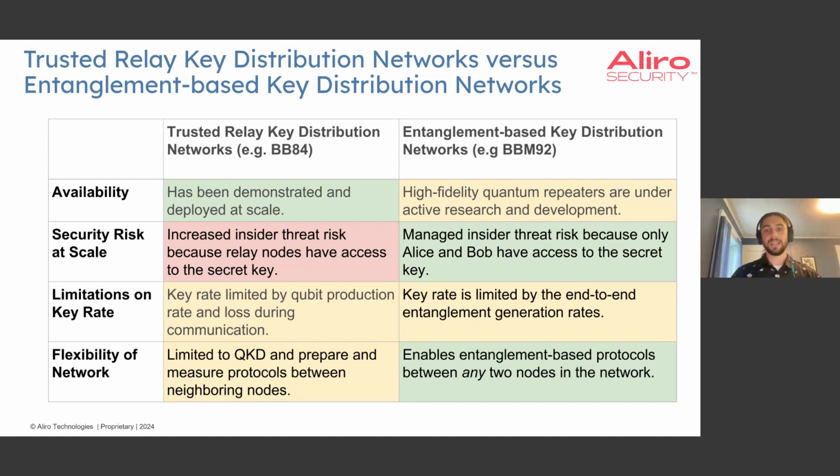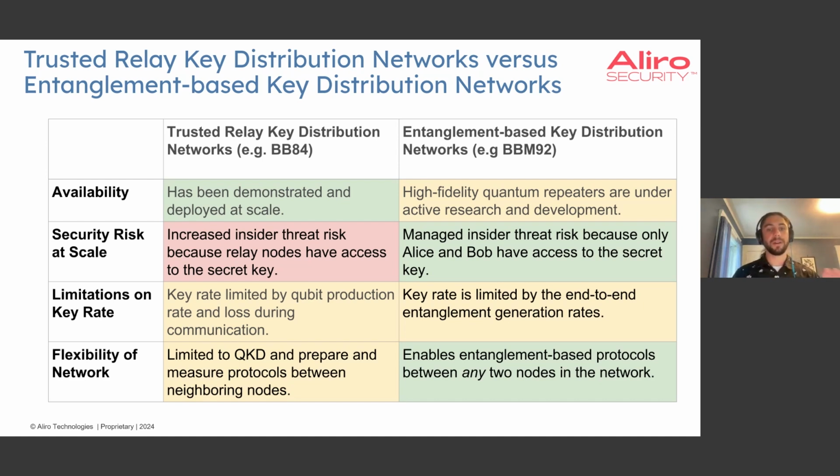And in the entanglement case, the key rate is limited by the end-to-end entanglement generation rates. So the higher the fidelity of your repeaters and the higher the rate of your entanglement sources means that you can create entanglement faster. However, if Alice and Bob are very far apart, there will be a lot of loss due to errors at quantum repeaters and/or entanglement sources not producing entanglement fast enough.